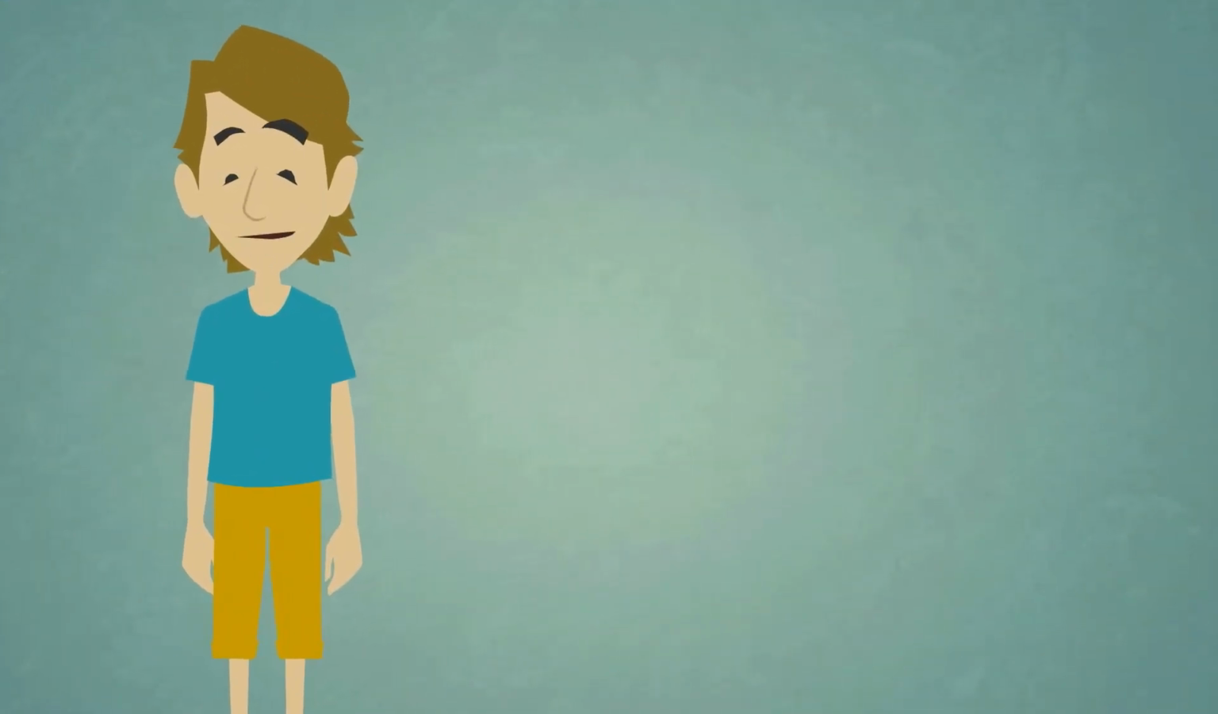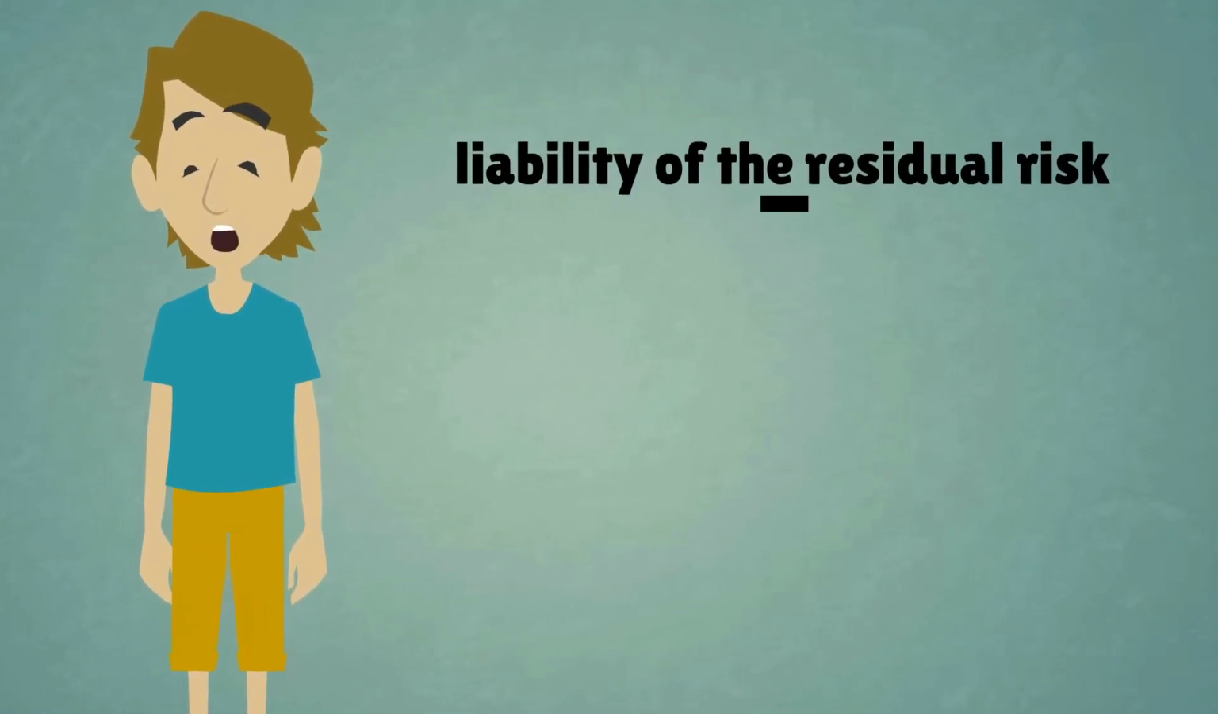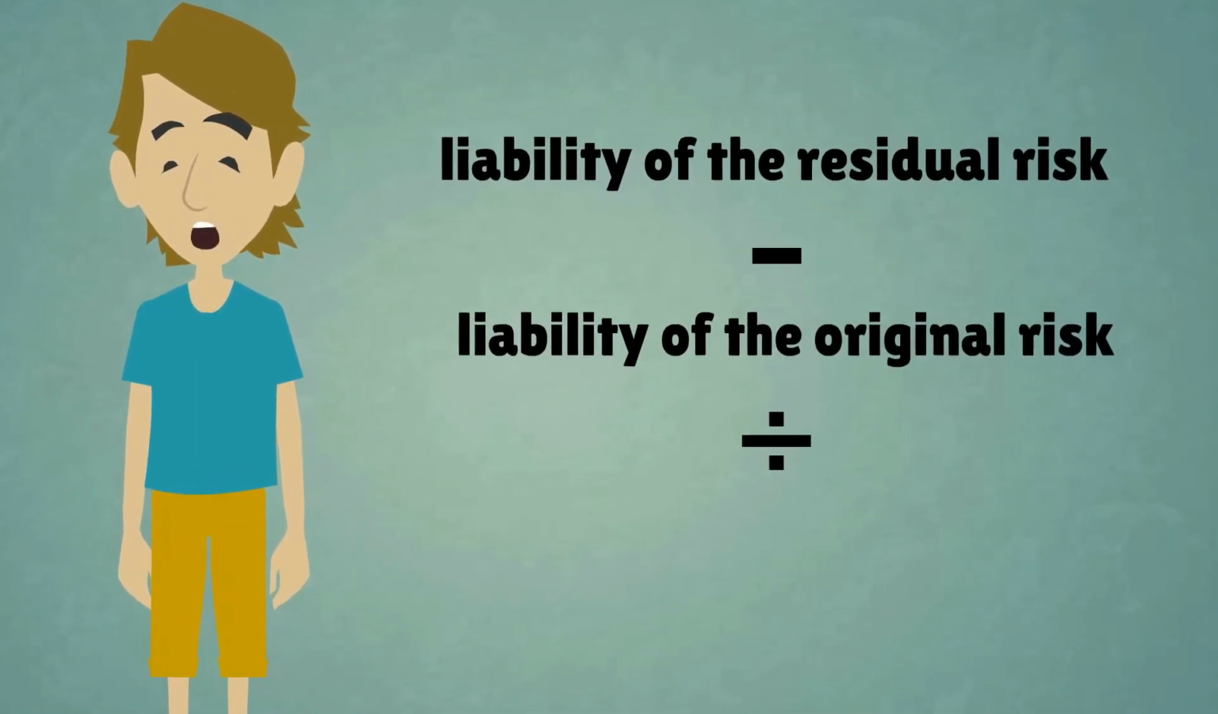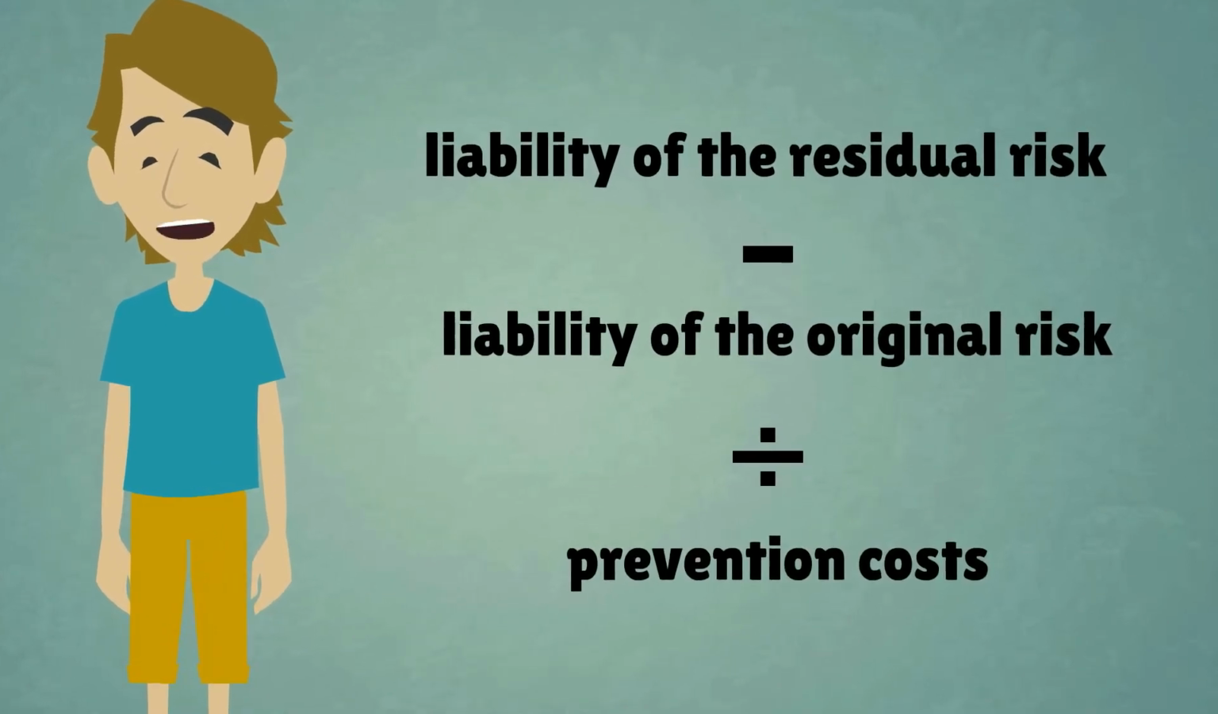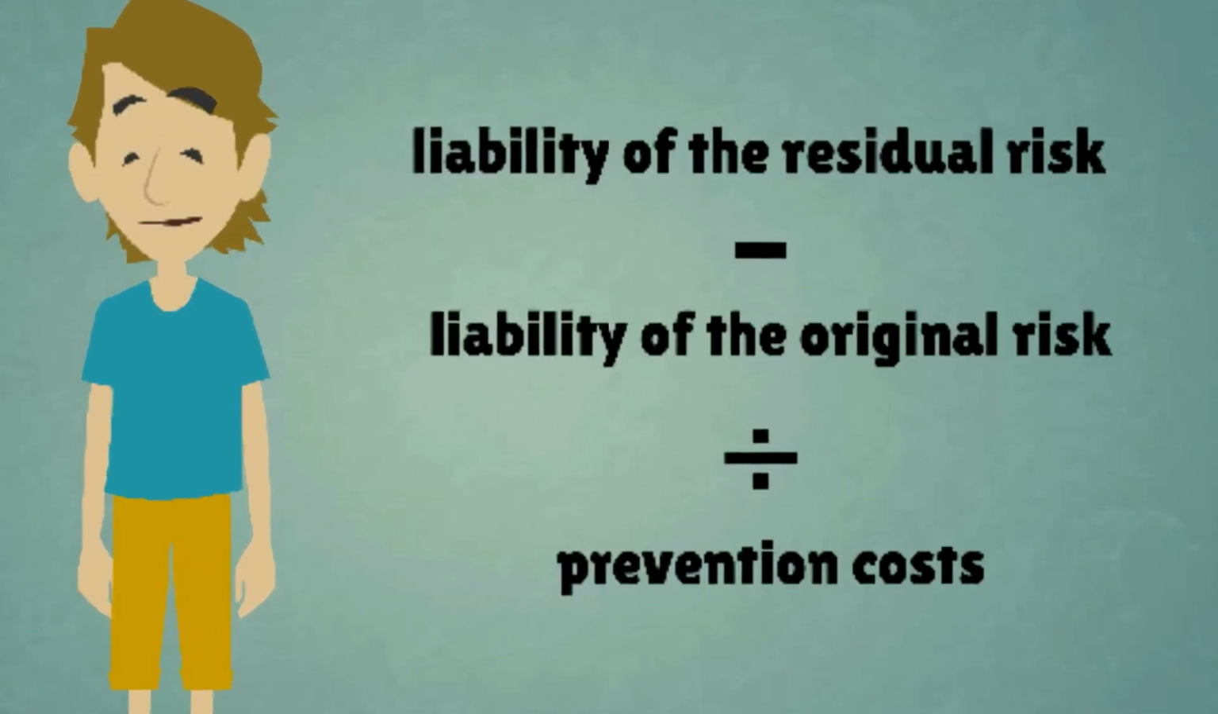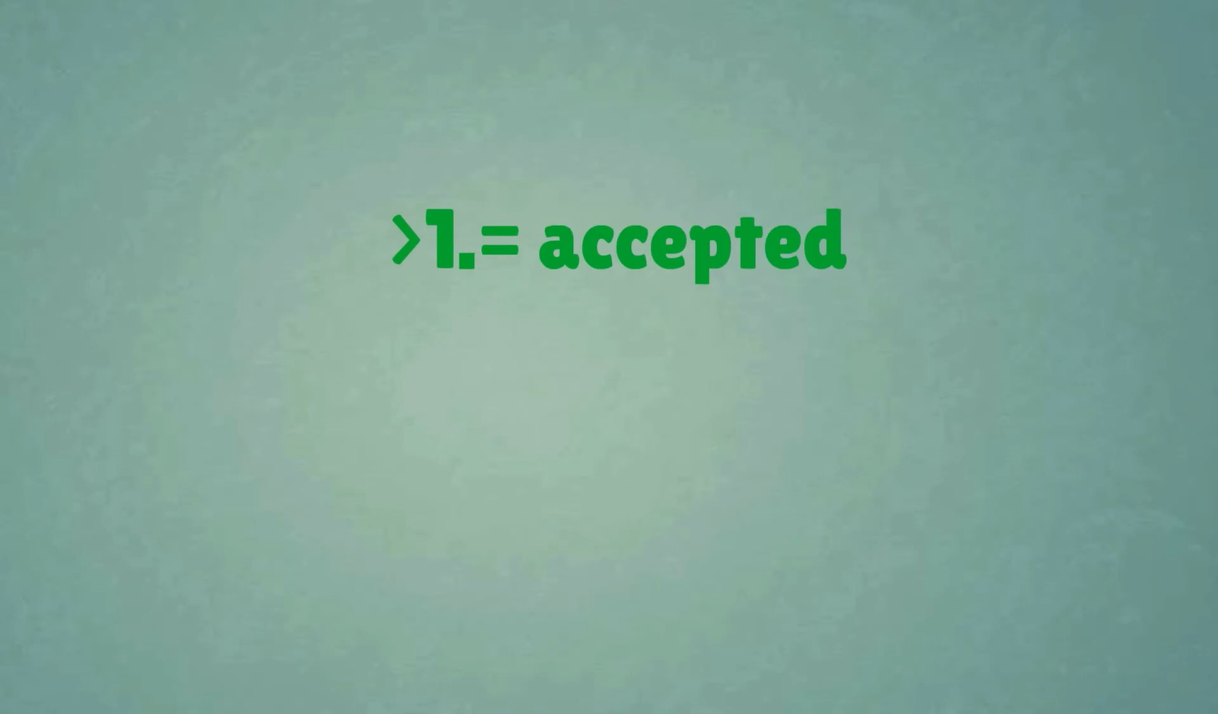Another possibility is to look at risk and the prevention of costs instead of financial gain. This ratio can be calculated by subtracting the liability of the residual risk from the liability of the original risk and dividing this by the prevention costs. It still holds that if the ratio is larger than 1, the project should be accepted, and when it is smaller than 1, the project should be rejected.